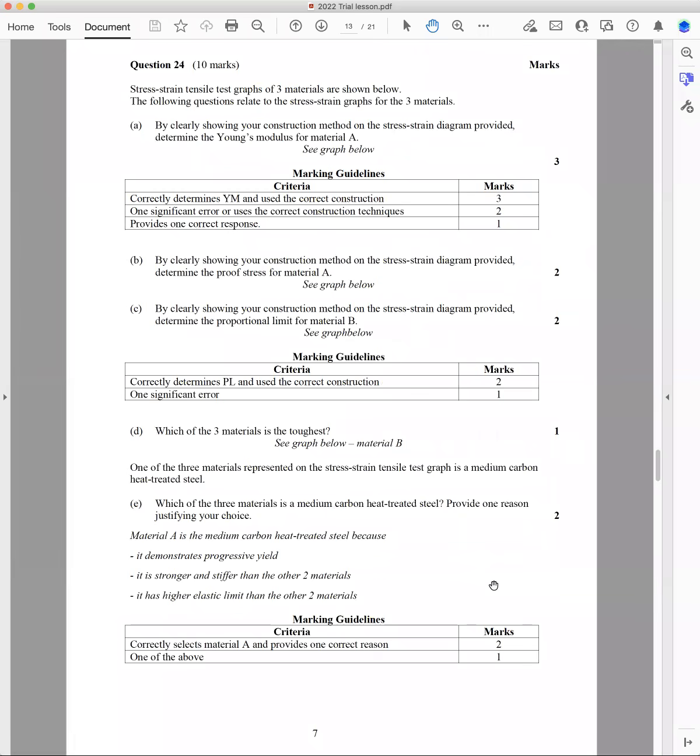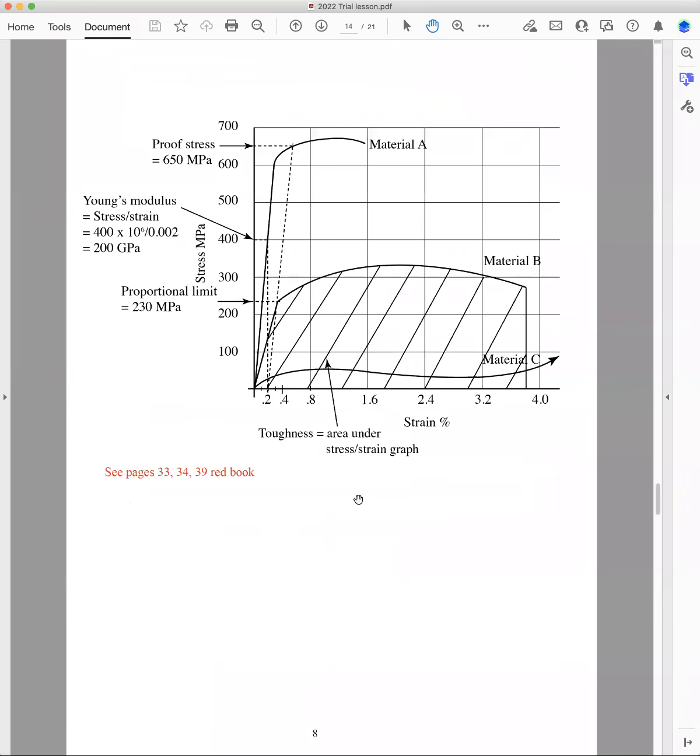Now, these test graphs here, so I'll just go to the next page. I'll just figure out what we've got to do. You've got to determine Young's modulus, then you've got to do proof stress, determine the proportional limit for material B, and which of the 3 materials is toughest, and which is medium carbon steel. So let's have a look at this.